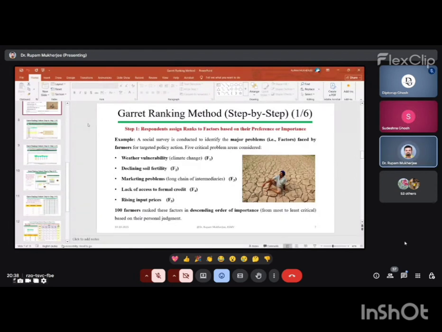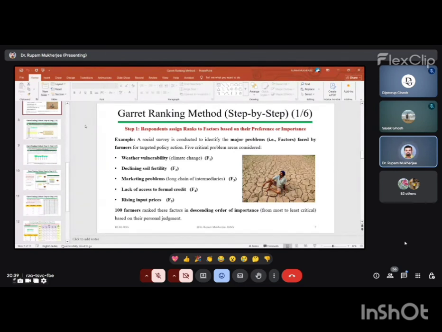Very good. I need a bit of interaction so that I can understand whether you can understand what I am telling you or not. Up to this, it is clear, no? Yes, sir, clear. One of them has written F5, rising input prices. Very good, dear. I need this interaction; that will make the class much more alive and interactive.